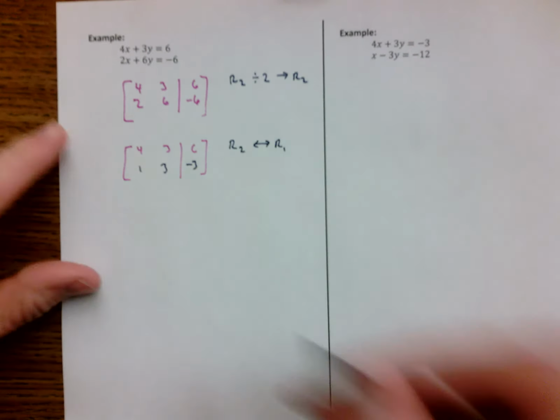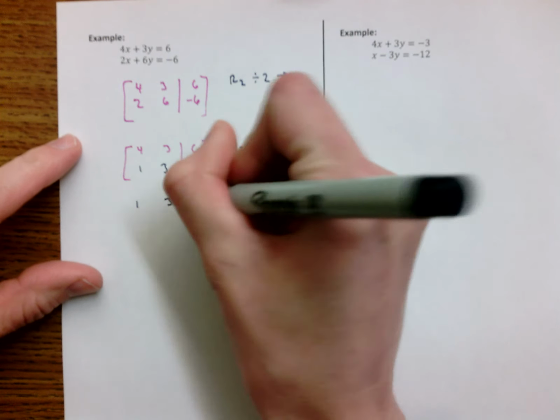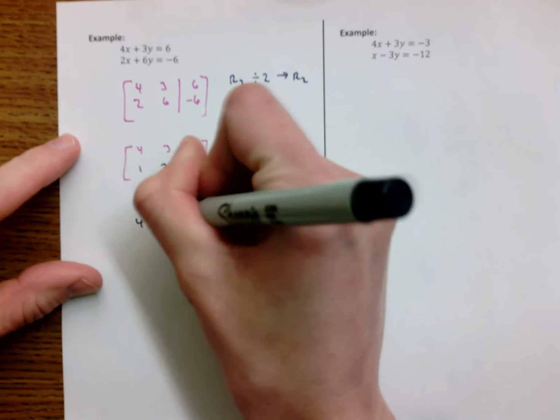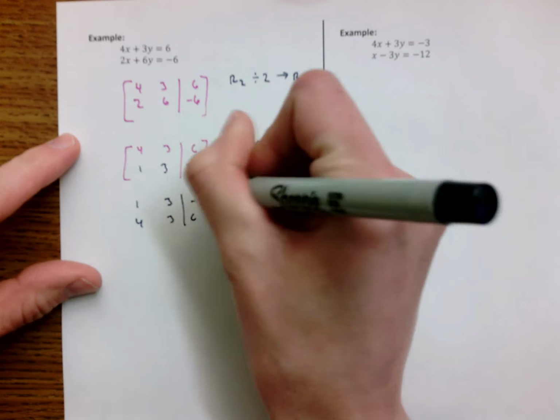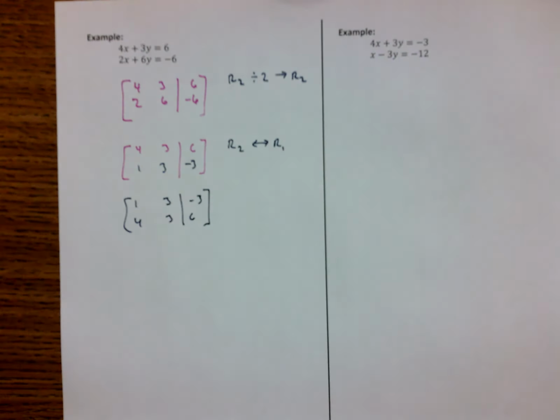Okay, and then I'm just going to swap these. So I'm just going to write 1, 3, -3 on the top, and 4, 3, 6 on the bottom. So the numbers didn't change at all. I just swapped which ones are on top and which ones are on the bottom.